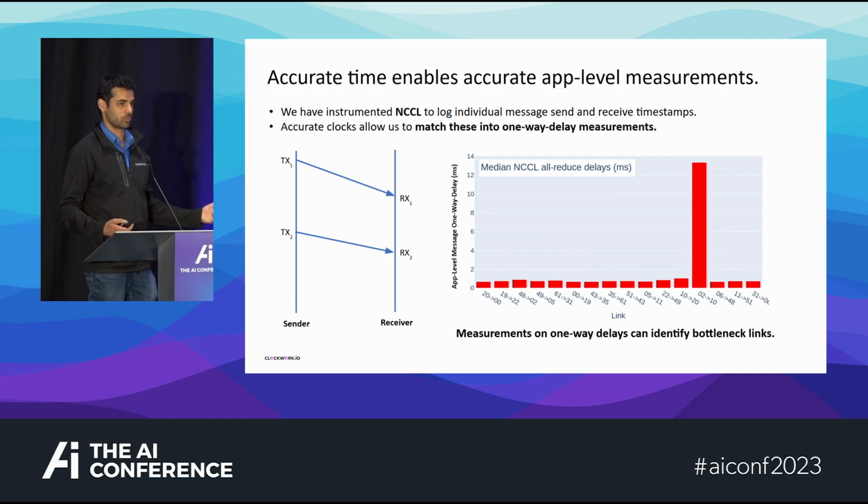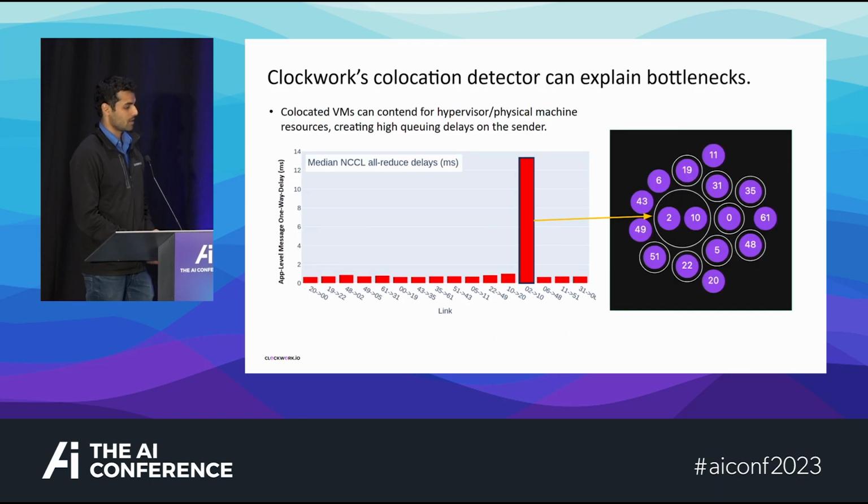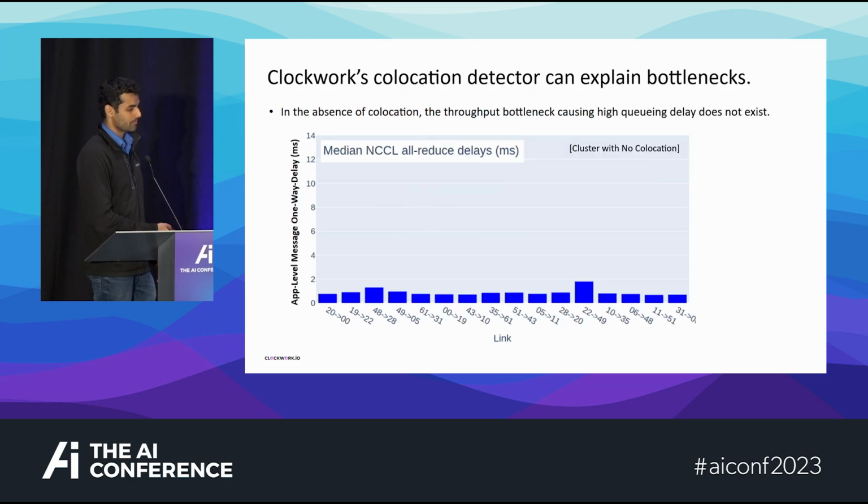And it turns out that Clockwork's VM collocator can tell you exactly what the problem is. We have this diagram on the right, which is showing the collocation pattern for the cluster of VMs that I've created. And we see that 2 and 10 are actually collocated. And so they experience contention for resources in the hypervisor. They're not able to actually pump out traffic at the rate that is promised by the cloud provider, therefore incurring a significant queuing delay on the sender, which is what's creating these very high delays in the network. And this is why eliminating collocation can actually speed up the throughput of a lot of these jobs, because we can take away the hypervisor contention here.